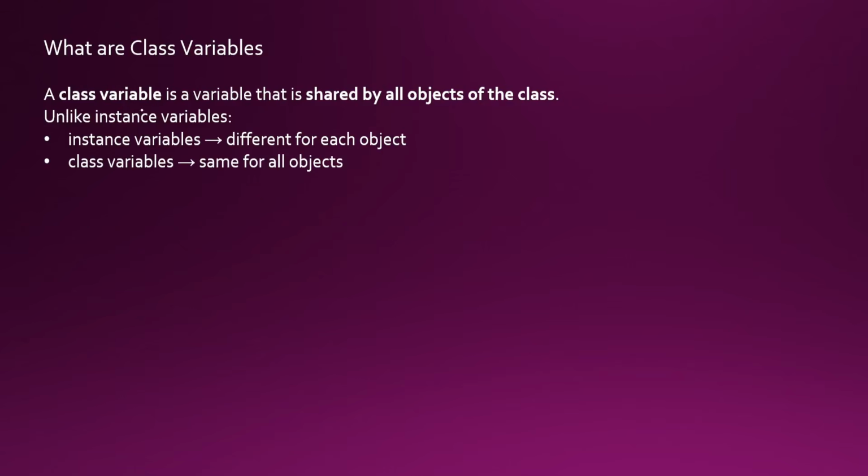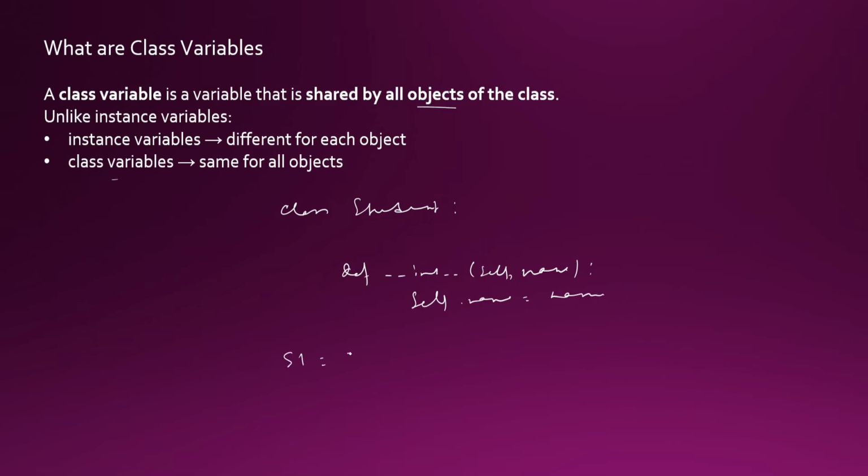Next is class variable. A class variable is a variable that is shared by all objects. Just remember, shared by all objects of a class. Unlike an instance variable, which is different for each object, a class variable is the same for all objects. That means if I write class Student, now I can define my constructor with self and name, and self.name equal to name. Now I am defining my object student and passing my value.